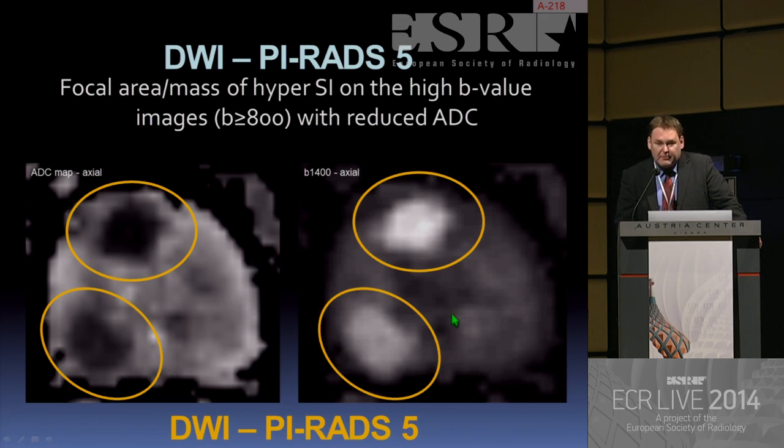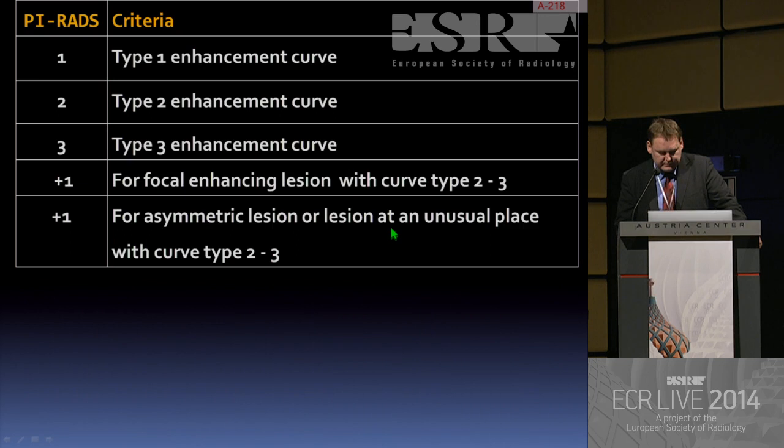This area is a bit also an intermediate appearance. You see that the signal intensity here is lower than here, but it's still a hyperintense focal mass compared to the left peripheral zone. So also this is PI-RADS 5. So this patient has 2 PI-RADS 5 lesions within one prostate.